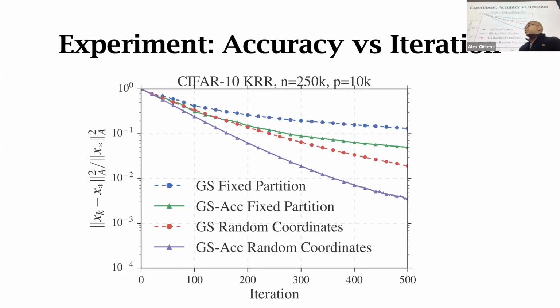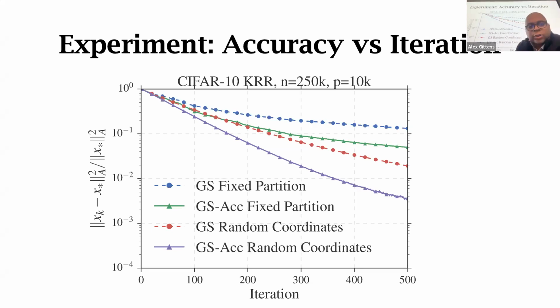Okay, here is a large scale experiment on CIFAR-10, kernel ridge regression. You have about 250,000 points, and here we're sampling subsets of size 10,000. You can see how the accelerated random partition works versus the accelerated fixed partition, and the non-accelerated versions of those. So you do see a big gain with accelerating the randomized partitioning.